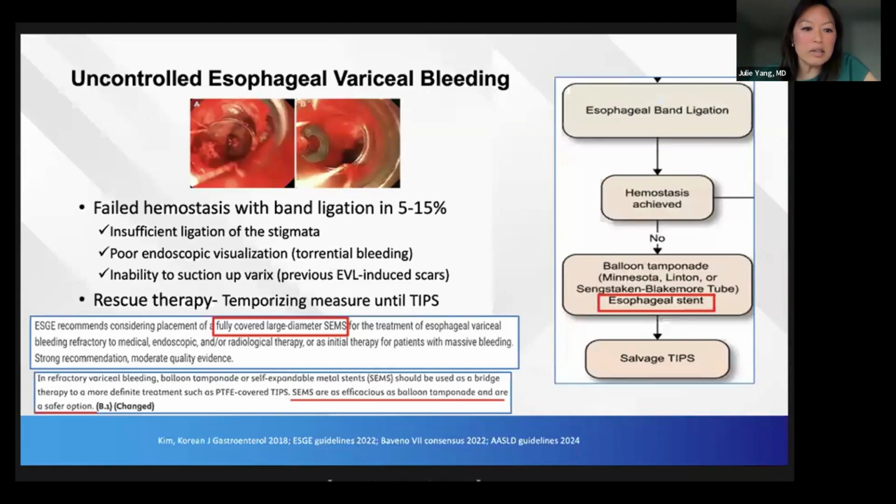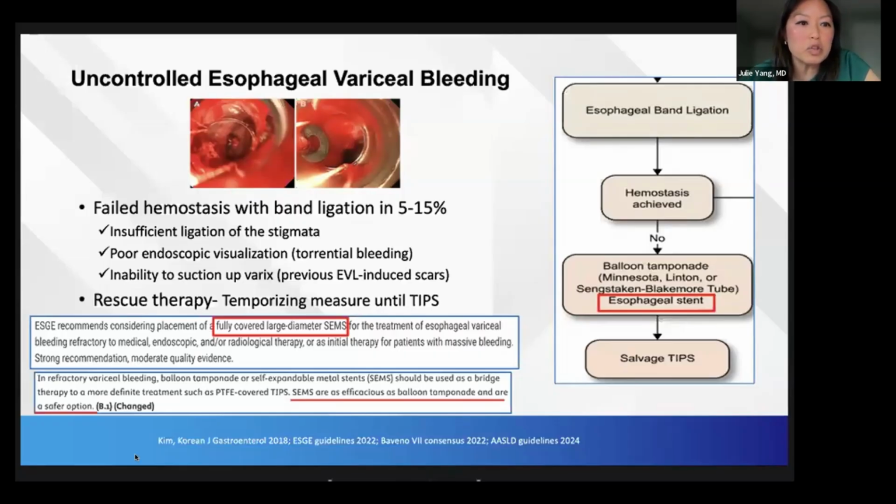So the last clinical benign indication would be uncontrolled esophageal variceal bleeding. So when does this situation happen? Luckily, not very often. Obviously the gold standard is band ligation, but in 5 to 15% of the time, there is a situation where band ligation is going to fail.